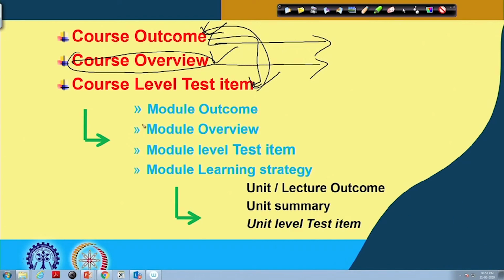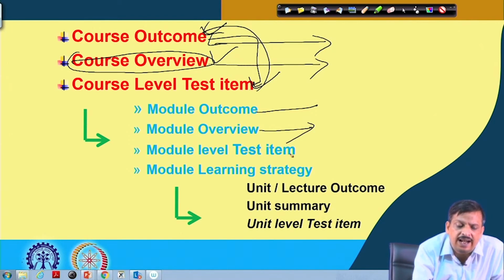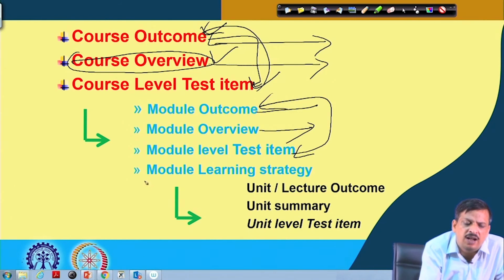Then the module: the course is divided into chapters, so that is called module outcome. Then module overview, that is chapter overview. Then again test item and outcome will be linked. I will show you a framework software where this is implemented nicely. Then module learning strategy.